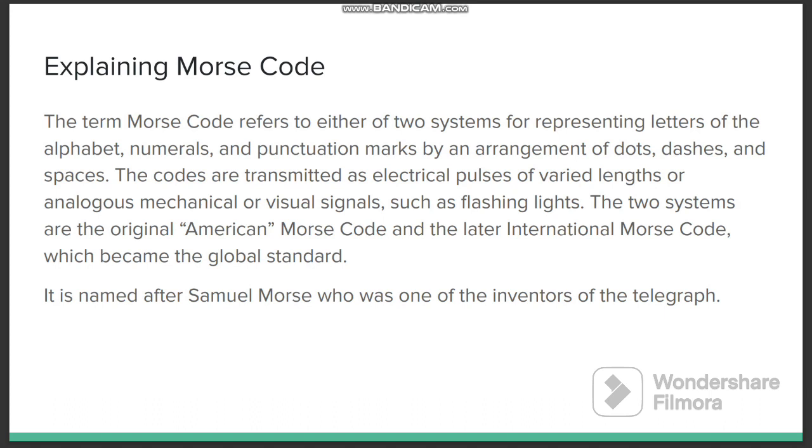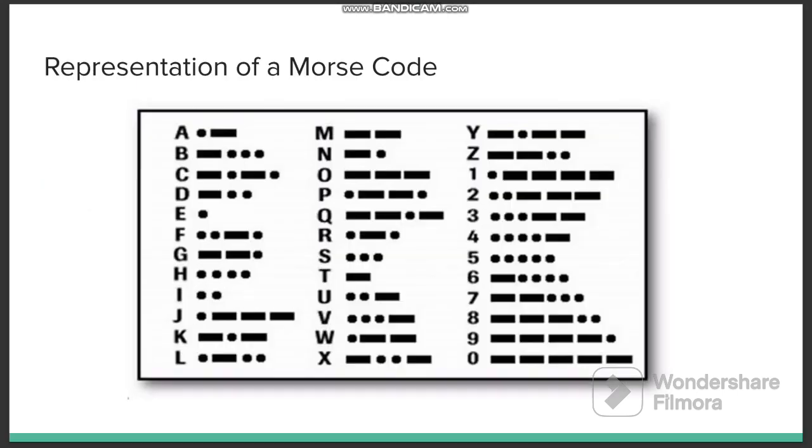The two systems are the original American Morse code and the later International Morse code, which became the global standard. It is basically a method of telecommunication to encode text characters as standardized sequences. It is named after Samuel Morse, who was one of the inventors of the telegraph.